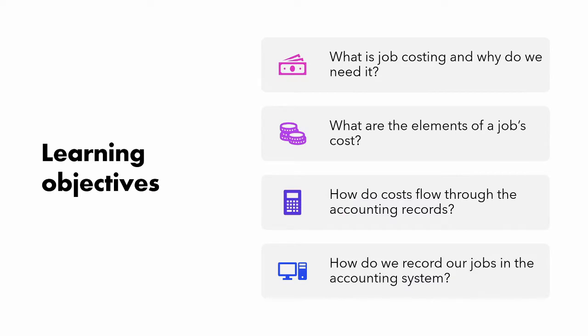Let us have a look at our learning objectives for this video. We will begin by asking ourselves what job costing is and why we need it. We will then consider the major elements of a job's cost. Next, we will have a high-level overview of how our costs flow through the accounting records. Finally, we will end off by briefly comparing the major types of accounting systems for inventory, namely integrated and interlocking accounts. We will also briefly explain the concept of control accounts and look at how accounting for just-in-time systems differs from that of traditional systems.